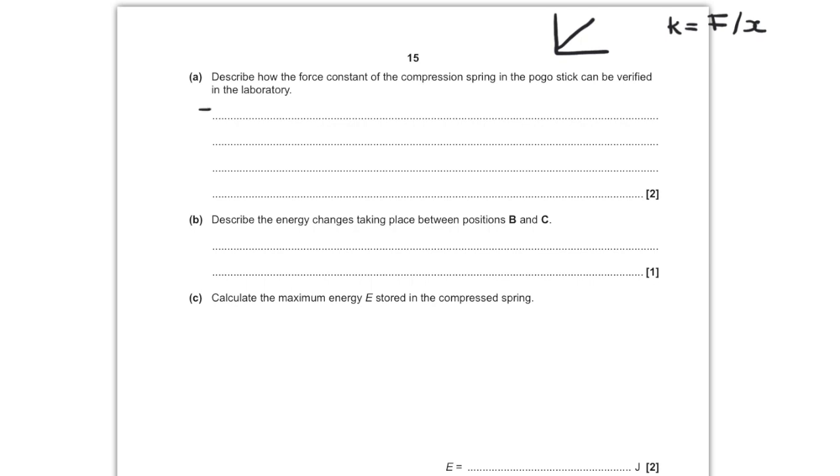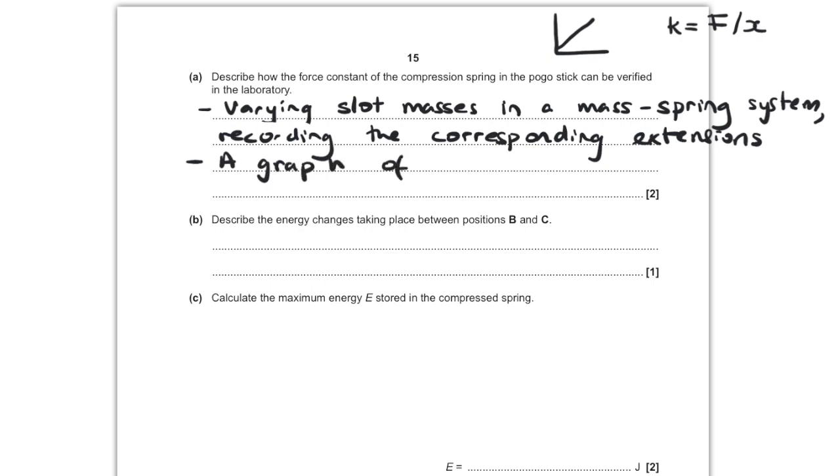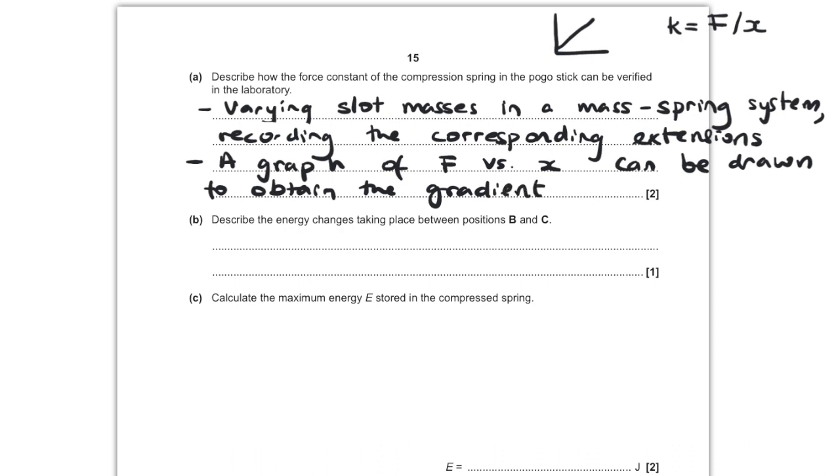So if we could change the masses, so varying slot masses in a mass spring system, and then recording the corresponding extensions, for which then a graph can be drawn. A graph of force versus extension can be drawn to obtain the gradient, which is the value of k.